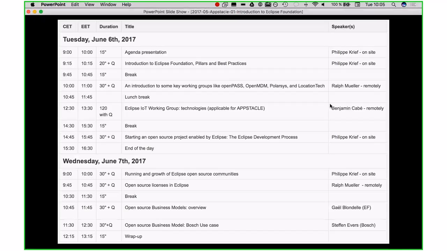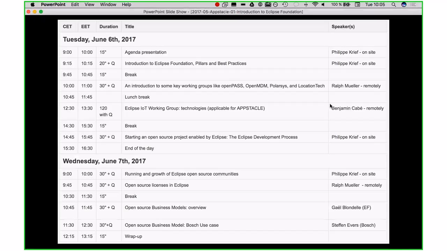After lunch, we will have a long session of 2 hours with Benjamin Cabé, who is our evangelist, on the IoT parts, and he will introduce several projects that we have in this working group, knowing that Bosch is planning to use some of these projects, so it's important for you guys to have an idea of what we're talking about and why Bosch might be interested in validating some of these projects.